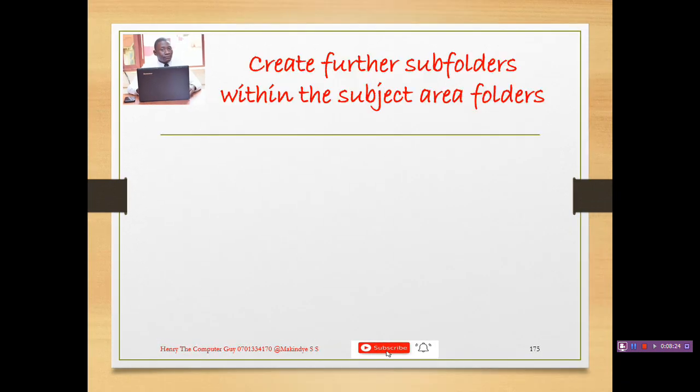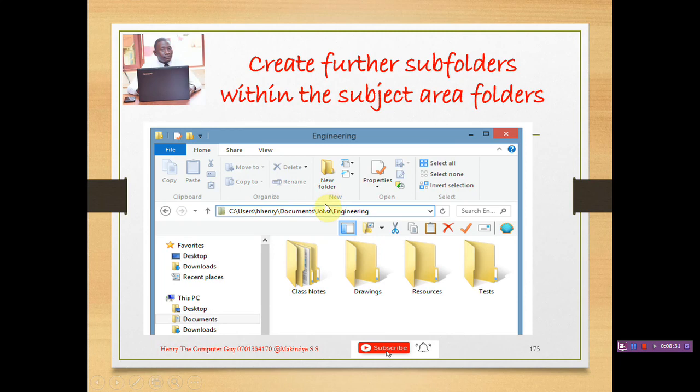So they said to create further subfolders within the subject area folders. That means that under John now, they went to engineering. So we are seeing that we began with the documents. Under documents, we created John. Then from John, they went to engineering. But when they went to engineering, they added other 4. 1, 2, 3, 4. That means that we are going to add other 4 folders into that engineering folder that we have. Let's try it also down here.